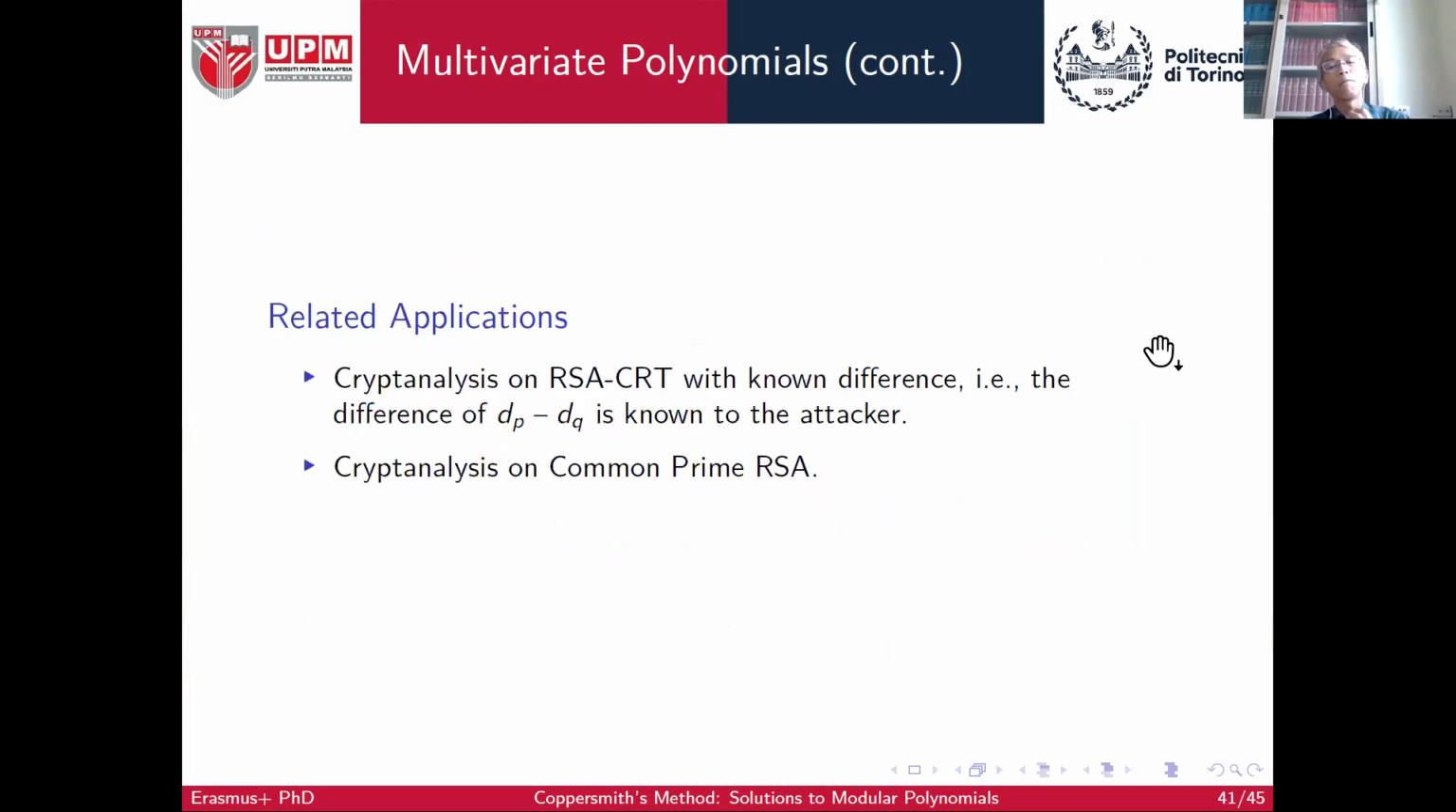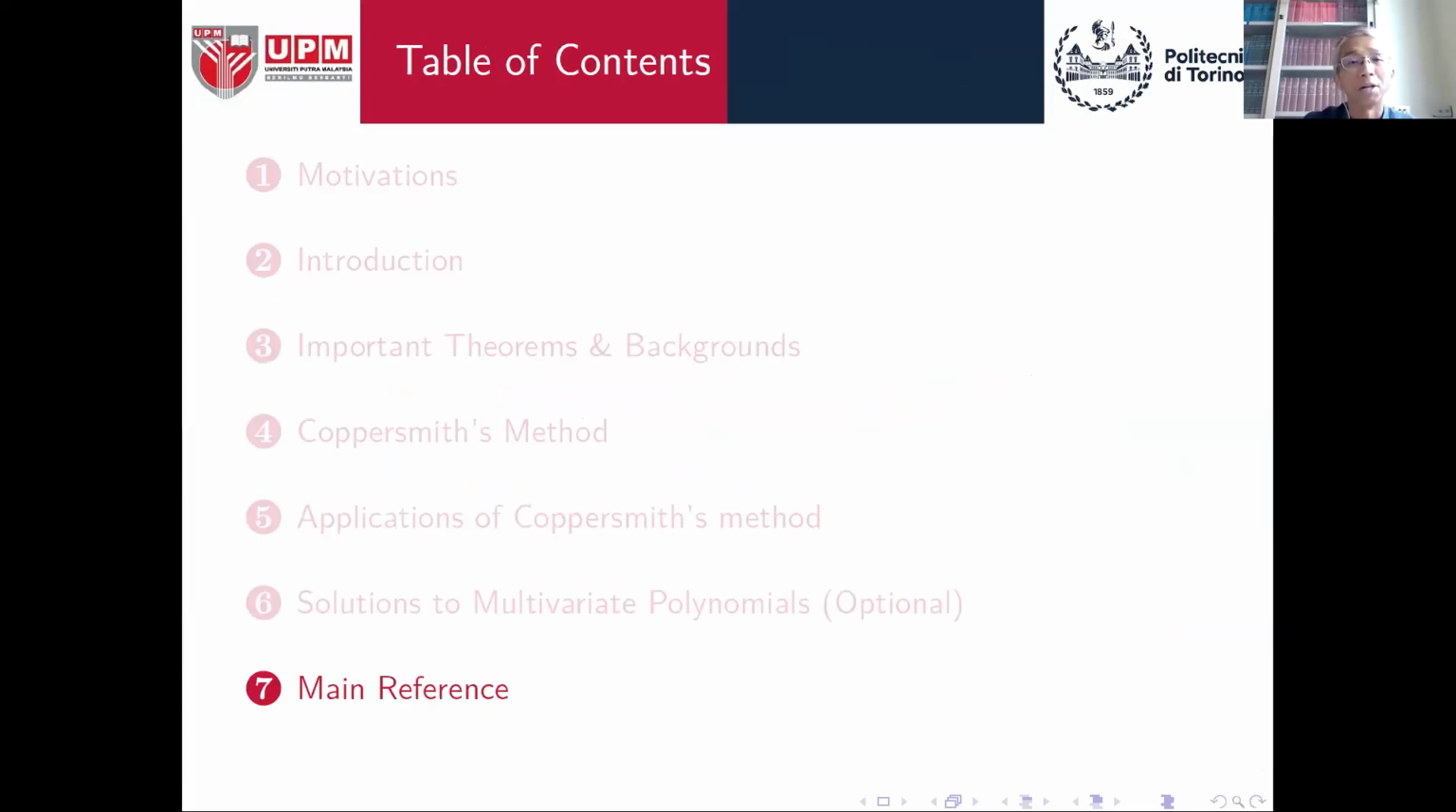So for the bivariate modular polynomial cases, okay, it is frequently used in cryptanalyzing the RSA CRT scheme with known difference. That is, the difference of dp minus dq is known to the attacker. Also, it is frequently used in cryptanalyzing the common prime RSA cryptosystems. So these are just some of the brief sharing from my personal study.